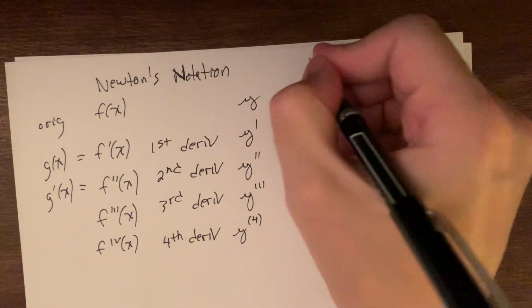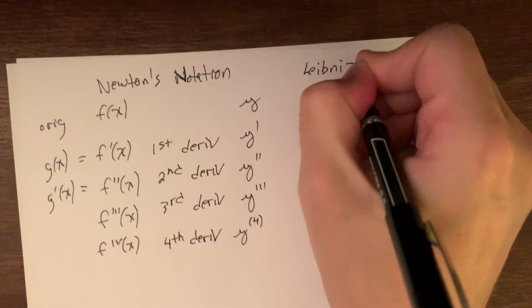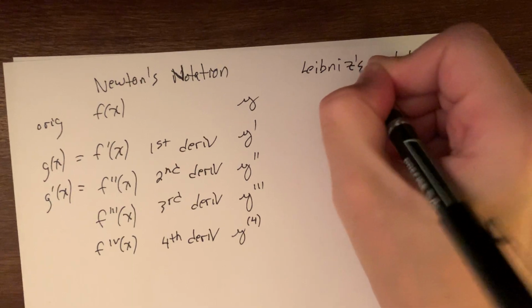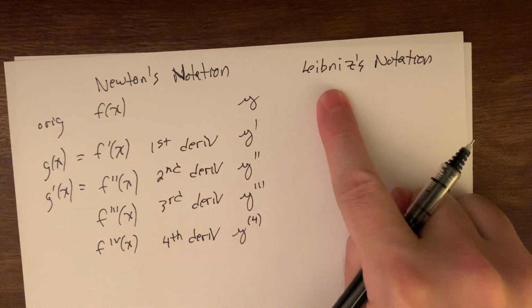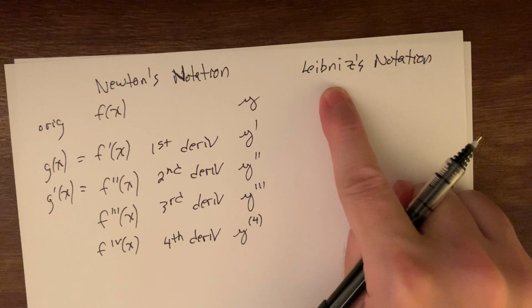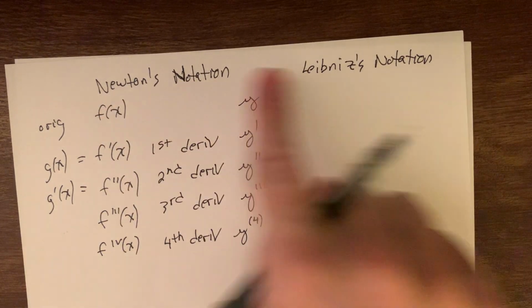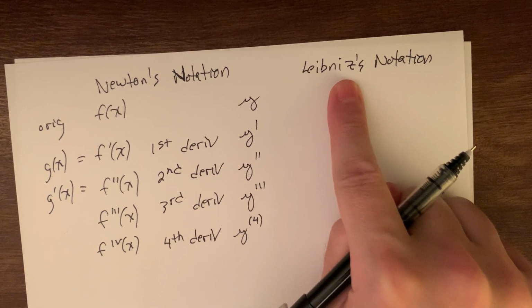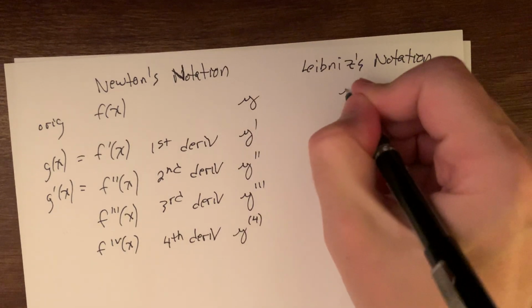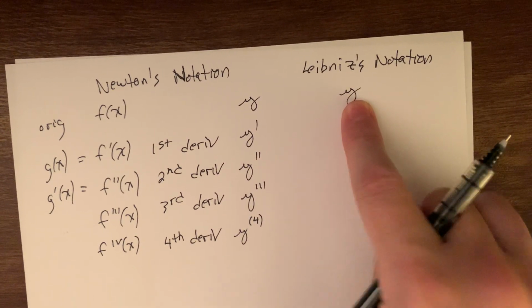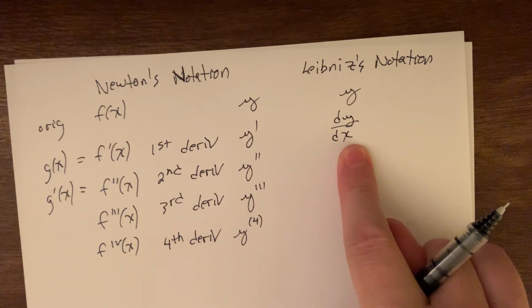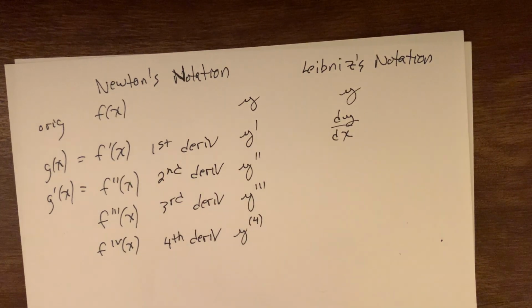But we also have to talk about Leibniz notation. Leibniz was a German mathematician who was actually working in France. They did not work together, but they are often given co-credit as the creators, discoverers of calculus. Again, a whole interesting story behind that. But for right now, just the notation. He would still have y as your original function, but then he would use dy over dx as his notation for the first derivative.